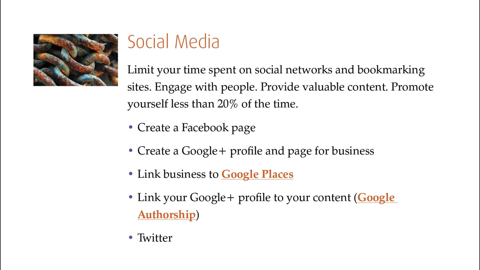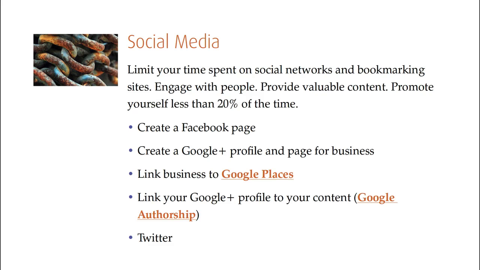With social media, you can't automate any of these. You have to go in there and engage with people properly. So here are a few suggestions of what you can do for social media. You can create a Facebook page, get people to like your site, and therefore they will receive the updates from your Facebook page on their wall. Create a Google Plus profile and a page for the business. Link the website on Google Places. That's very important as an SEO thing as well, so you appear on Google Maps.